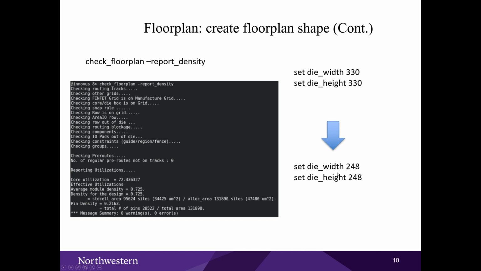So I set the die width and die height to 248 micrometers, and it shows that we have 72.5% density just after floor plan. Oh, and by the way, I found a command named check floor plan report density. Using this command, we can see our density just after creating a floor plan, so we don't need to go through all the procedures. It can save a lot of time.